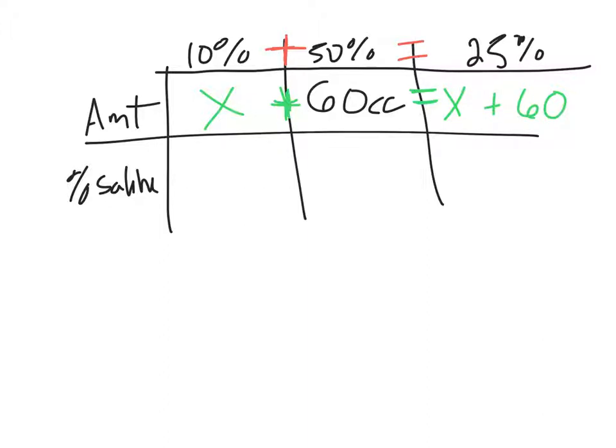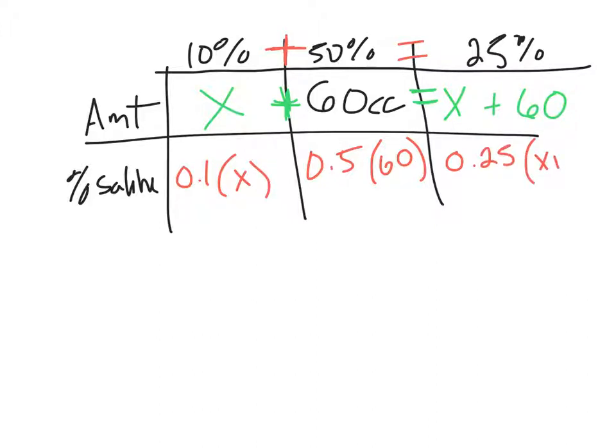Don't forget that it's 10%, so it's just a matter of taking that x and multiplying it by the decimal of 10%, which, if you guys remember, is 0.1. We're multiplying that by x. Then on the next row, we know that 50% is 0.5 written as a decimal, and since it's not x in this case, we already know the amount we need, so we'll call it 0.5 times 60. And in that last one, we're incorporating the 25%, which is going to be 0.25 times x plus 60.